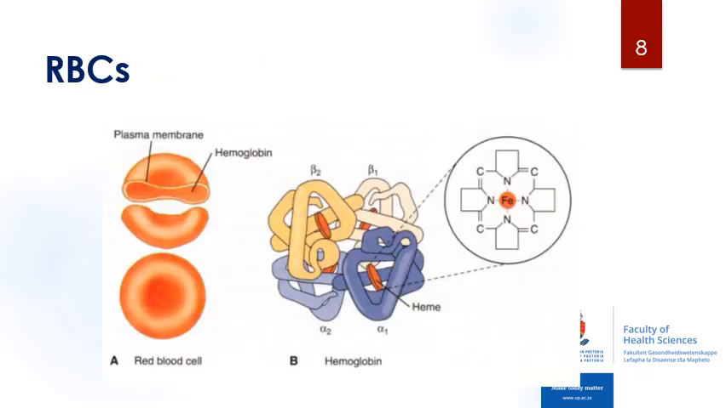So this is just to remind you that iron is necessary for the formation of hemoglobin. If you remember, iron sits at the center of your heme group, which sits in your hemoglobin molecule, and you need iron to bind oxygen to carry it inside your red blood cells.